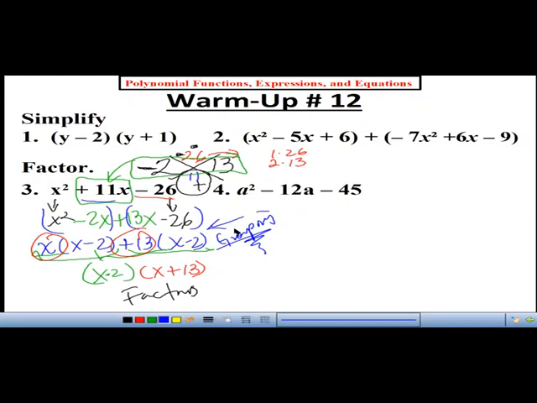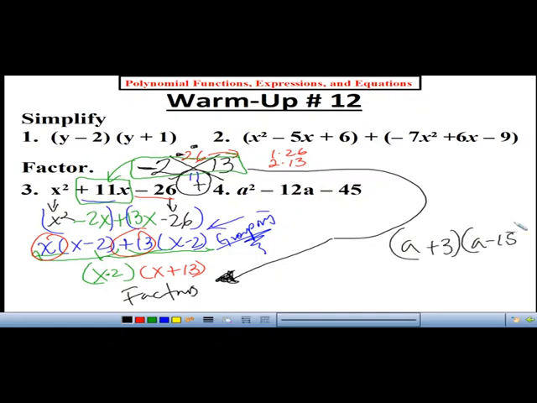So for those of you that don't see it, the shortcut is just going straight from here to writing our factors, but that's not what I want. I want the process because we need this process for what's coming. Okay, so you should have gotten a plus 3 and a minus 15 for the second trinomial. Yes? Yes, Mr. Q? All right, good.